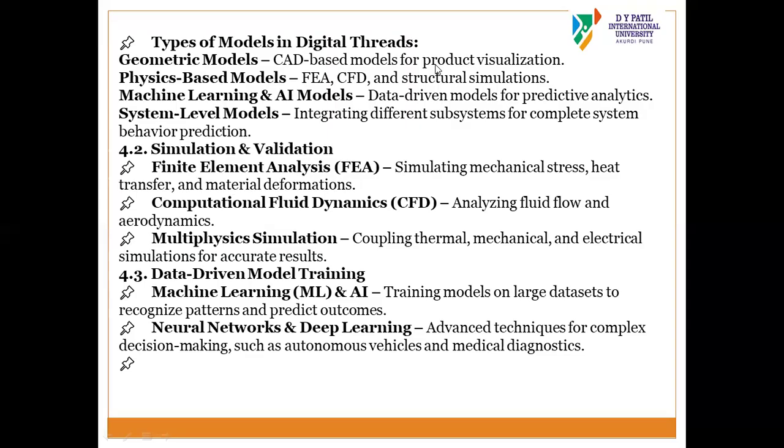The first part is digital geometric models. This is a CAD-based model for product visualizations. We can develop this product based on CATIA, SolidWorks, Creo or Pro software for visualization purposes. Then we have physical-based models. After developing that product, we can perform FE analysis, CFD analysis, or structural simulations for this physical-based model purpose.